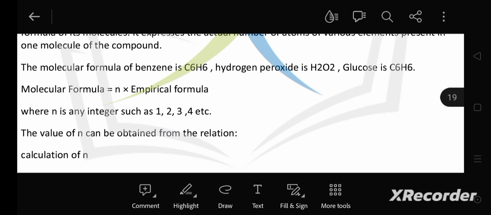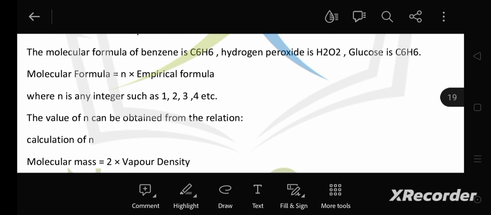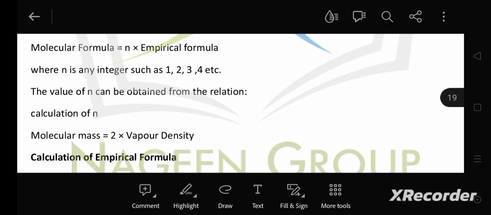Now how can we calculate the molecular formula from the empirical formula? If you multiply the empirical formula with a number n, and n is 1, 2, 3, 4, then you will get the molecular formula. The value of n can be obtained from the relation. Now we can also calculate the molecular mass, that is molecular mass is equal to 2 into vapor density in case of gas.